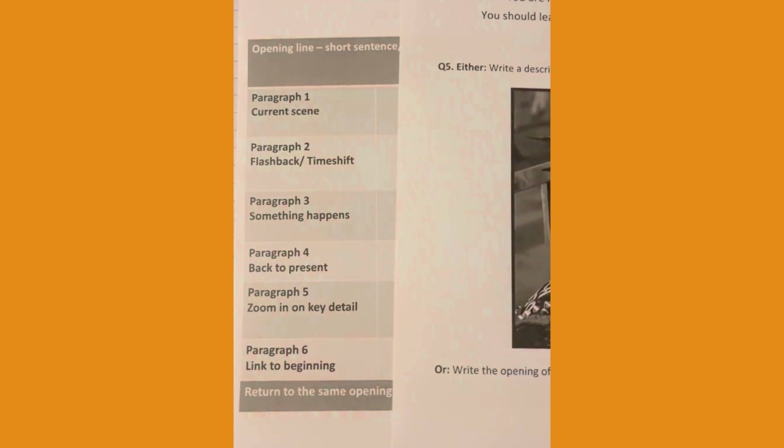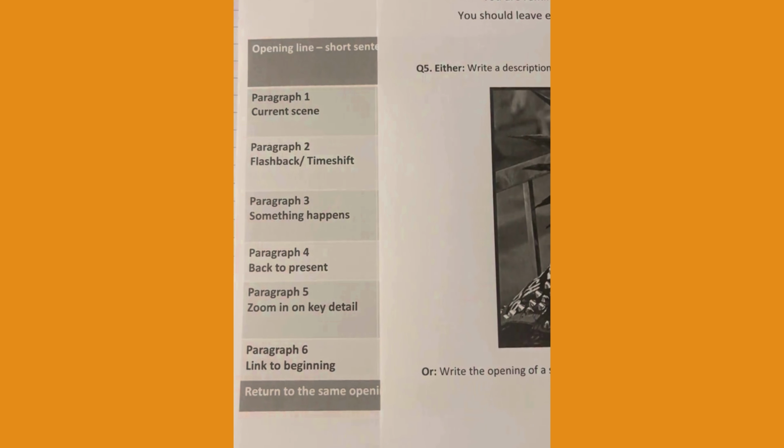But just to recap: current scene, flashback, something happened, back to present, zoom in on a key detail, and then link back to the beginning. I'm sure if you gave that to your teacher, they'd be more than happy to mark it for you and give you some feedback.